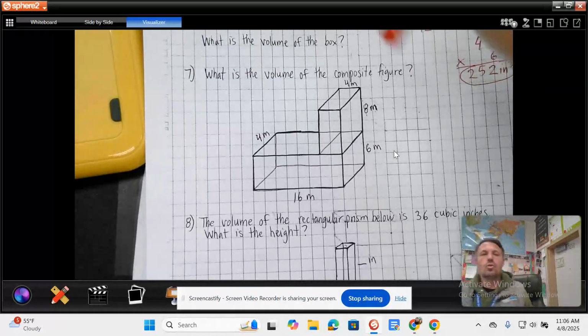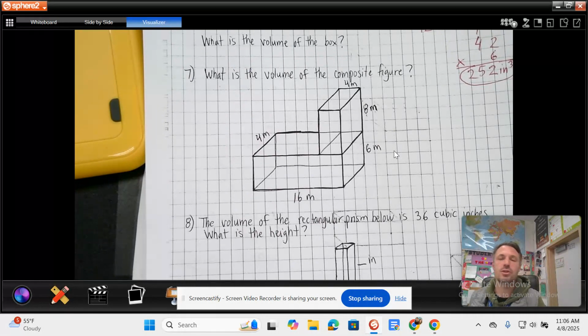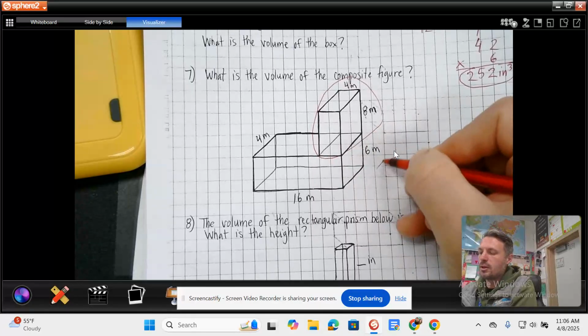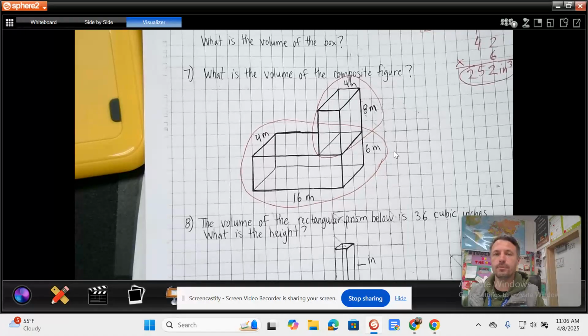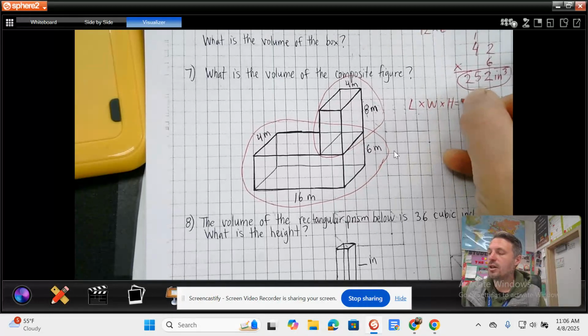Number 7 says, what is the volume of the composite figure? Remember, a composite figure is when you have more than one three-dimensional figure put together. The way that you find the volume of a composite figure is you find the volume of each three-dimensional figure separately, and then once you have those separate volumes, you add them together. So let's find the volume of each one separately. We have to find the volume of this rectangular prism and of this rectangular prism, and then we add those two answers together.